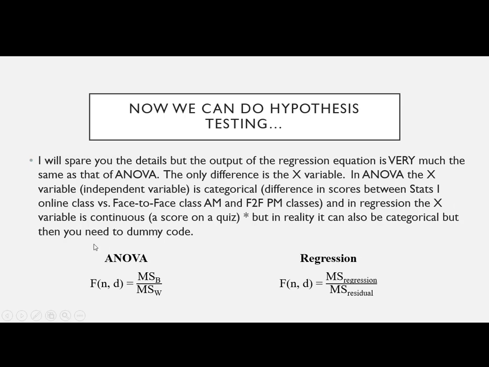And in regression, the x variable is continuous. Say, for example, a score on a quiz to predict the final grade. But in reality, you can also do regression with a categorical variable, but then you would need to dummy code. I will explain that when we get to multiple regression. Okay, so in ANOVA, you have mean square between and mean square within. It's an F statistic with numerator and denominator degrees of freedom. Same thing, just different vocabulary. We now call it mean square regression over mean square residual.